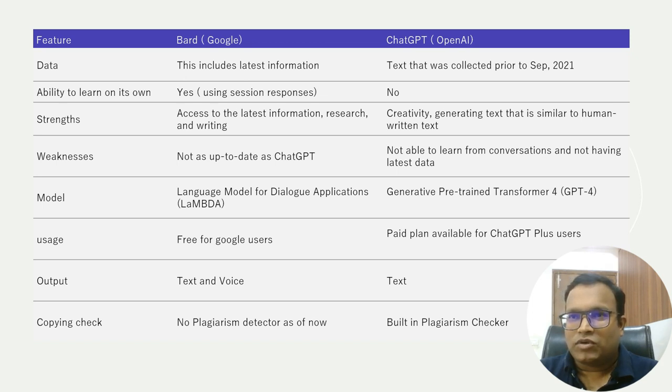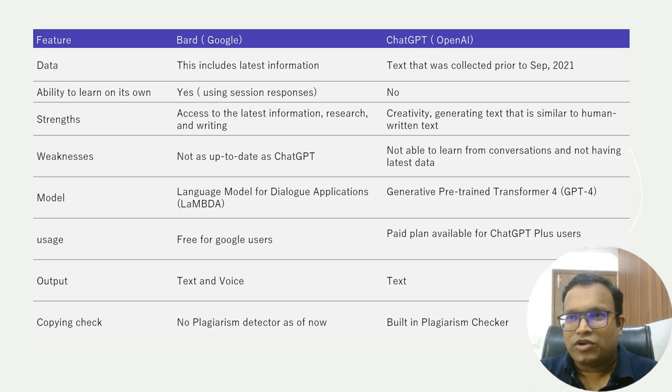The second topic is learning on its own. Learning on its own is dependent on the feedback mechanism. Although Google Bard and ChatGPT both have like and dislike buttons for the responses, what we know is that the feedback mechanism in ChatGPT is not really considered, while Google Bard is learning from its responses. I'm not saying it is available right now. It may be available in future.